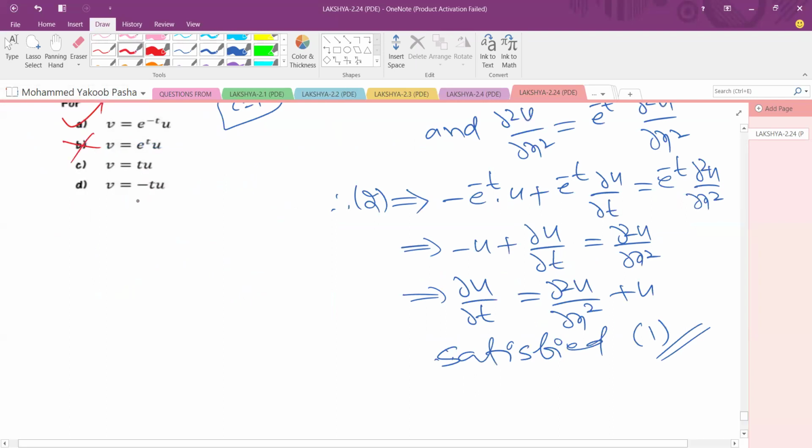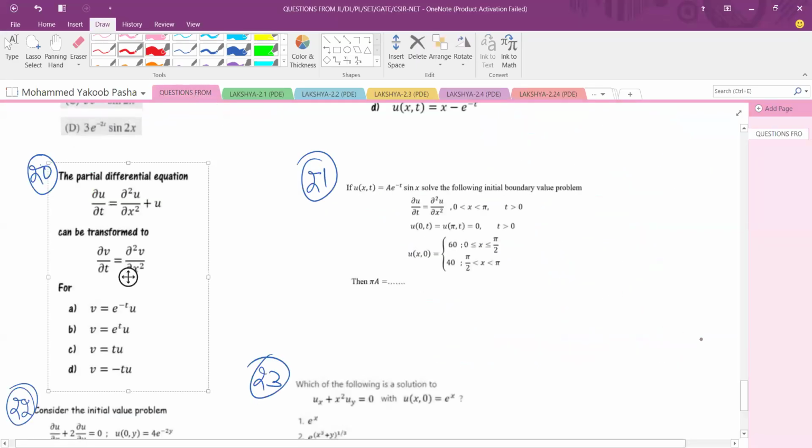Similarly, you can check option C and D. You can verify option C and D, you will get both are wrong. Okay, now I'm taking one more problem.